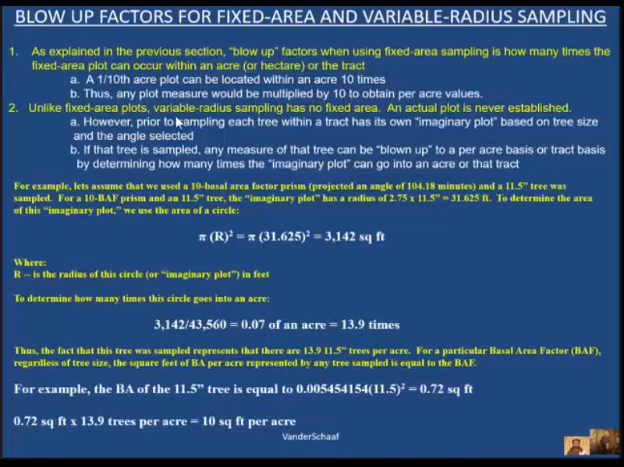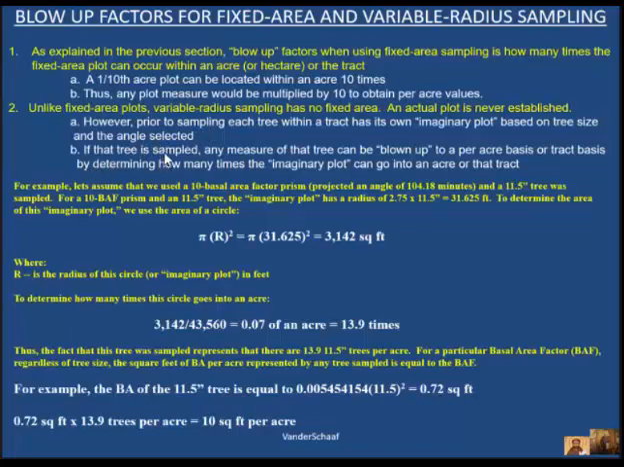Thus, any plot measure within that 1/10 acre plot would be multiplied by 10 to obtain per acre values. Unlike fixed area plots, though, variable radius sampling has no fixed area conceptually, and actual plots are never established. However, prior to sampling, each tree within a tract has its own imaginary plot based on tree size and the angle selected, the BAF selected, the basal area factor.